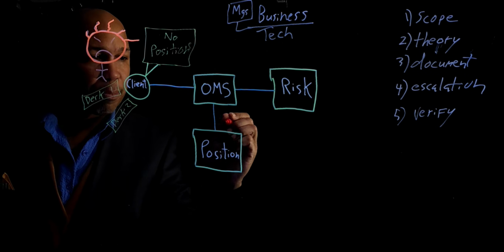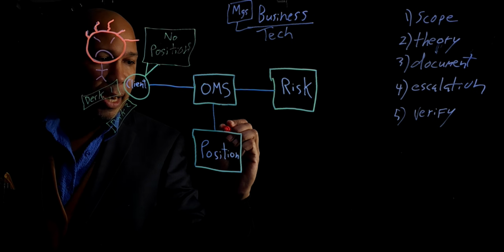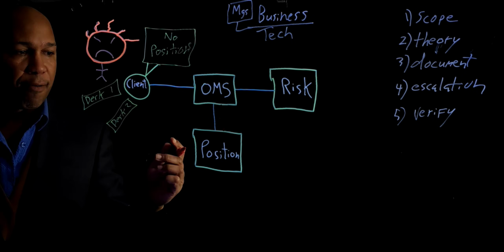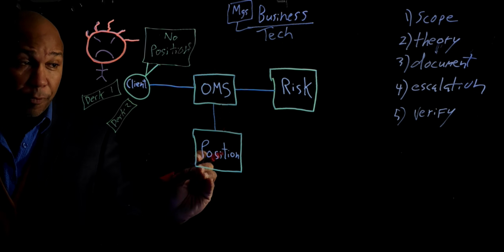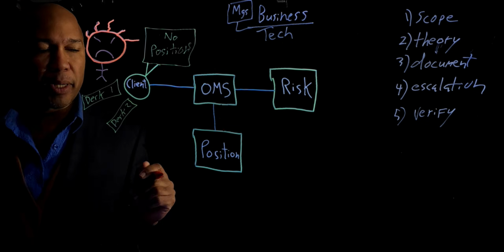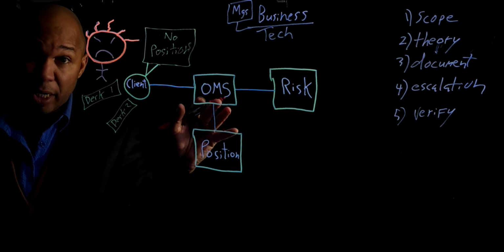If I can ping the position server, so I do a ping, I send out the packets out to the position server and they come right back, no problem. I verified that there is connectivity between the OMS server and position server. It is possible to connect to the position server from the OMS server. So if I can do it, why can't the OMS server? But that's a data point that I can use to figure out more information.